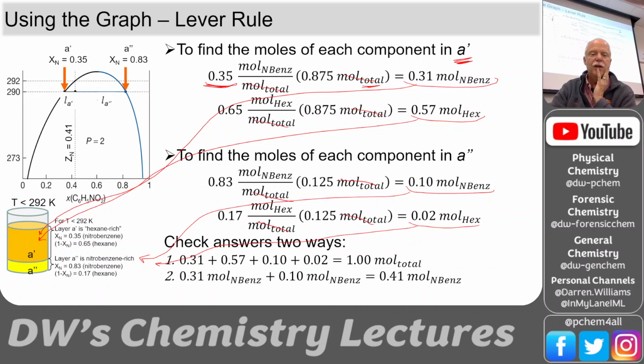And then we could do the overall composition. So I have 0.31 moles of nitrobenzene in the big layer and 0.1 moles of nitrobenzene in the smaller layer, and that adds up to the 0.41 moles of nitrobenzene in the whole system. That's the Z value. So we can check our numbers that way. So that's the lever rule problem. It's really 2 steps. You have to have the total number of moles, and you break that into the 2 layers.